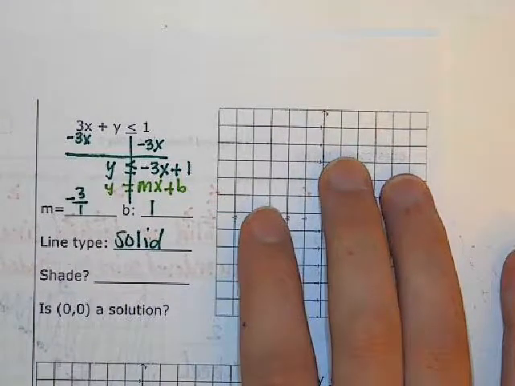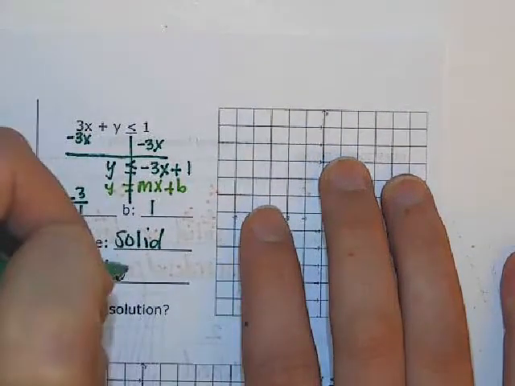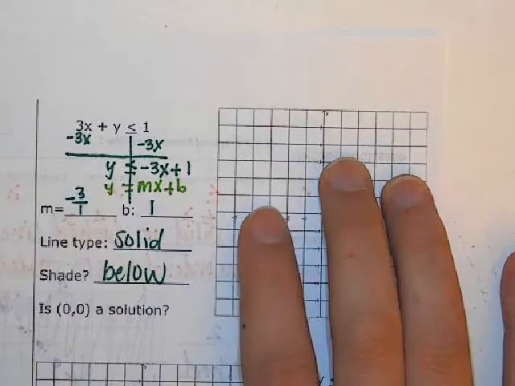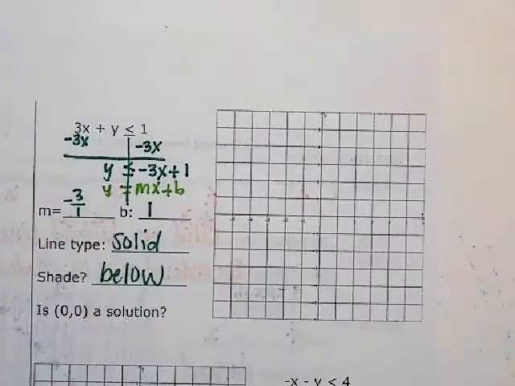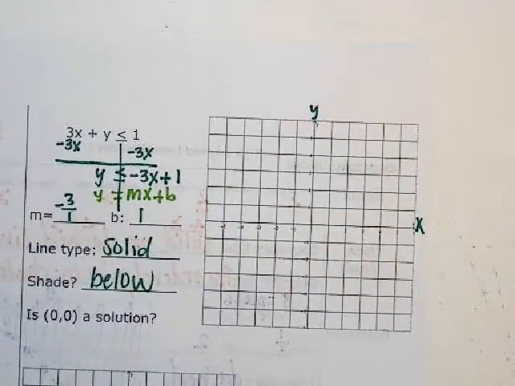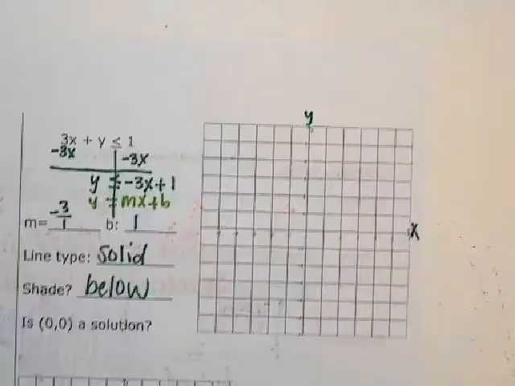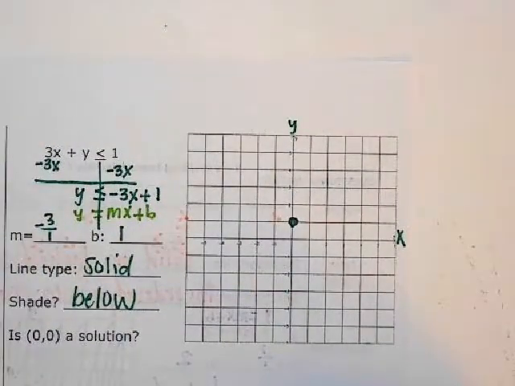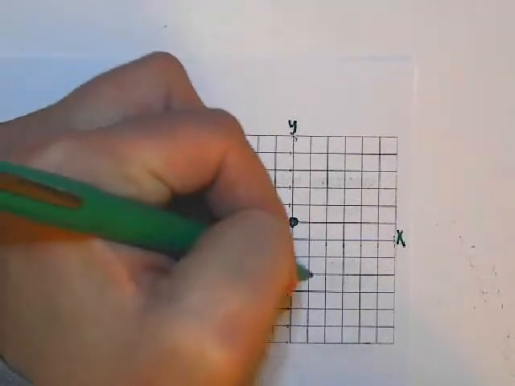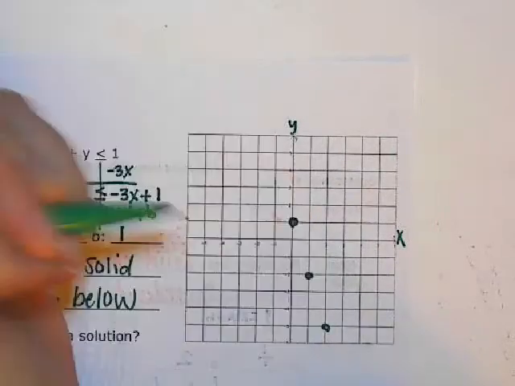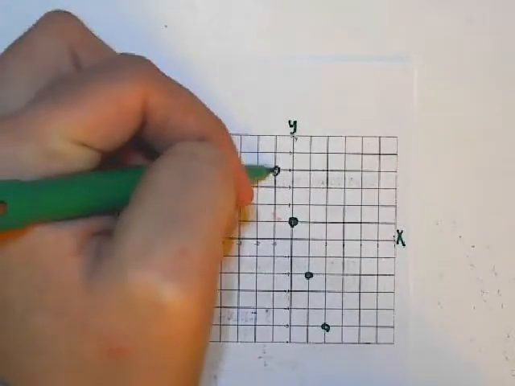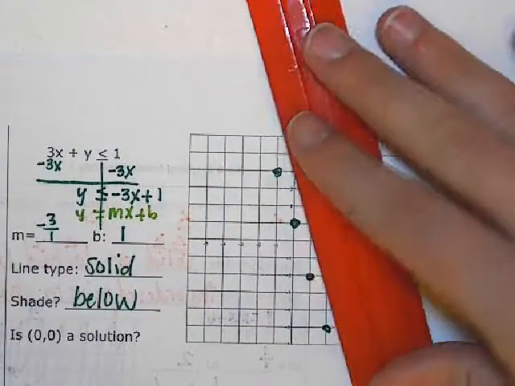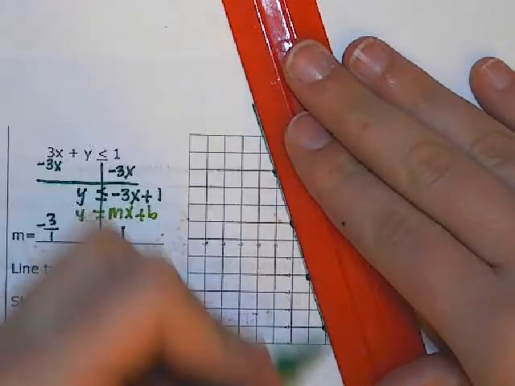Am I going to shade above or below? Below. Why? It's negative. It's less than or equal to. Okay? All right, here we go. Label your axis, x and y. 1 on the y, right? That's where I'm going to start with the b. Okay, positive or negative slope? It's negative, so I got to go down how many? Down 3, to the right 1. Then go the opposite. And you guys told me solid line, so it's going to be a straight line, just like normal.